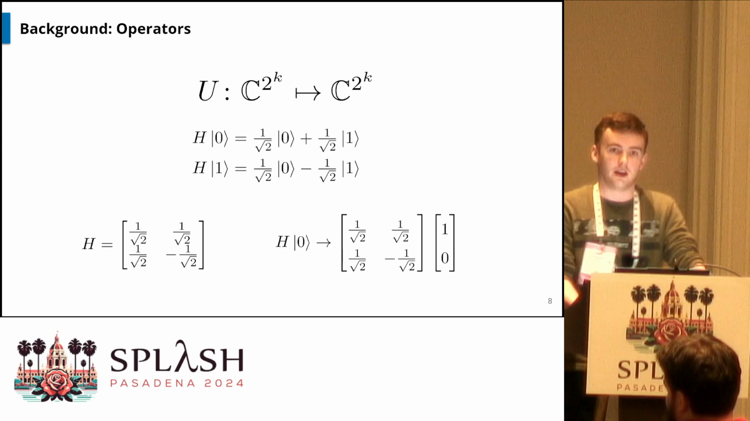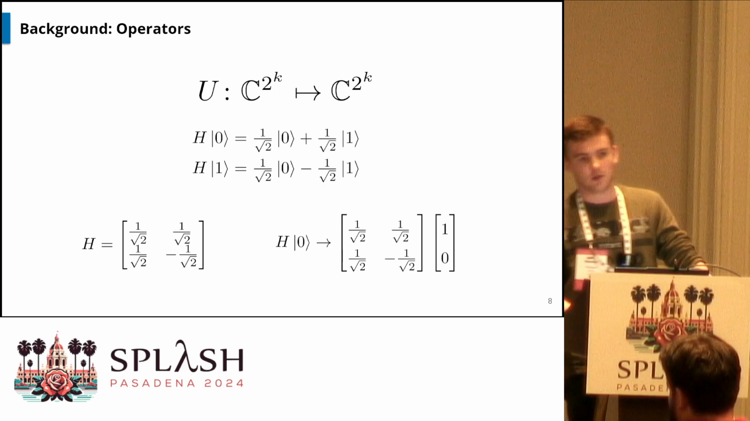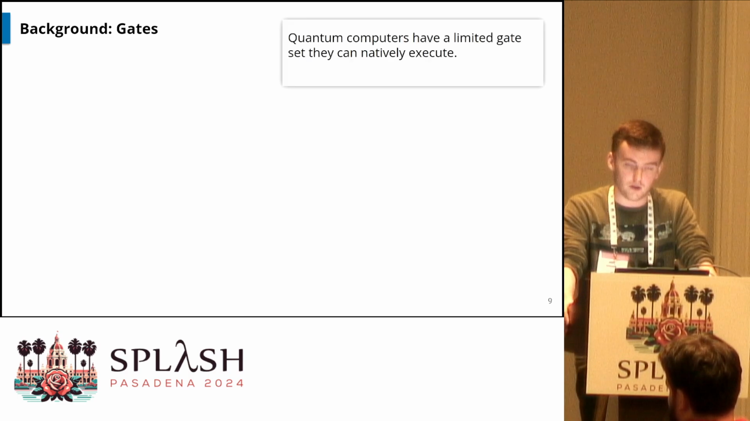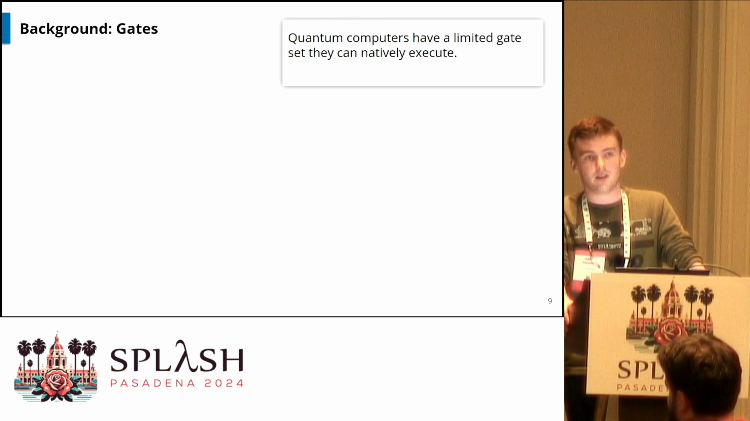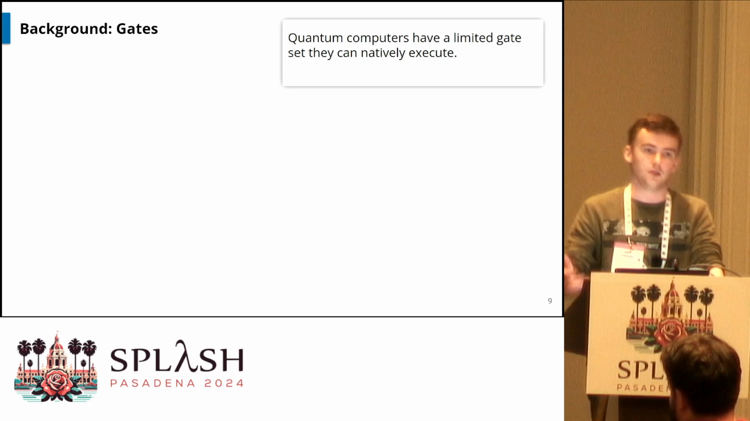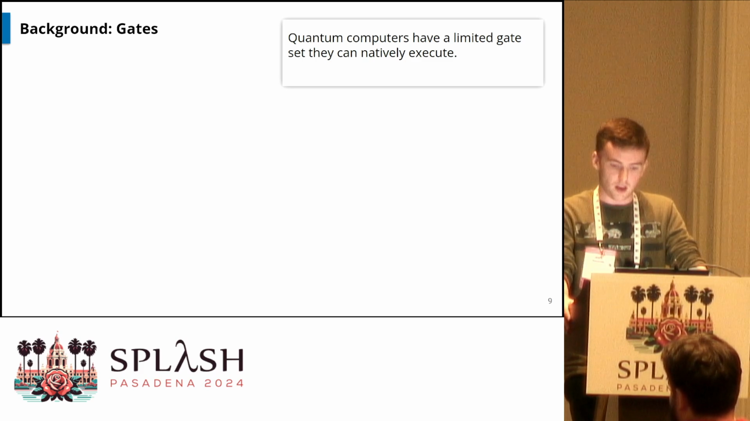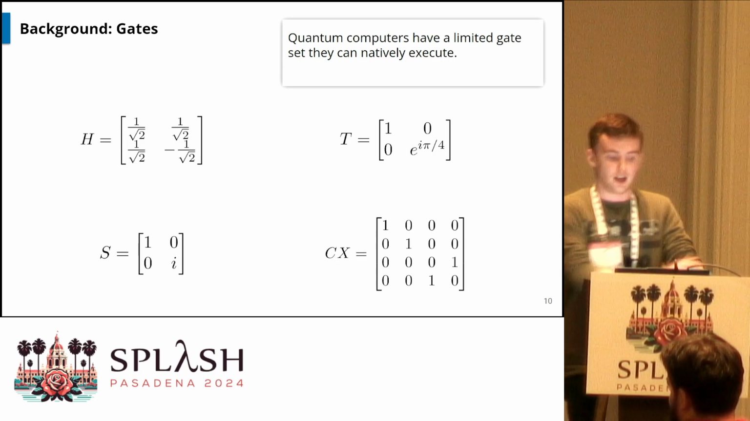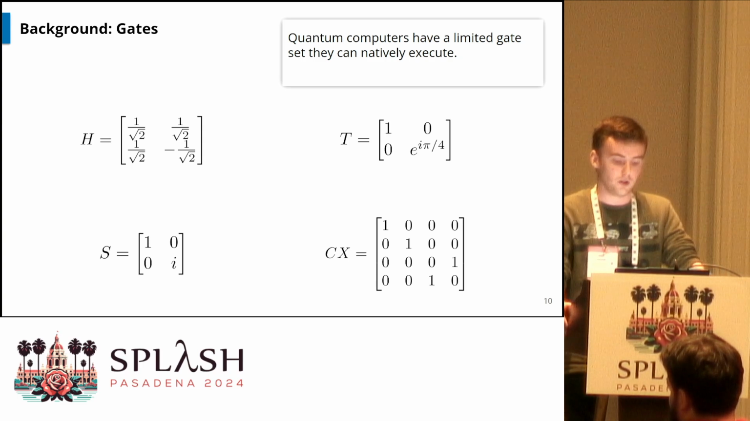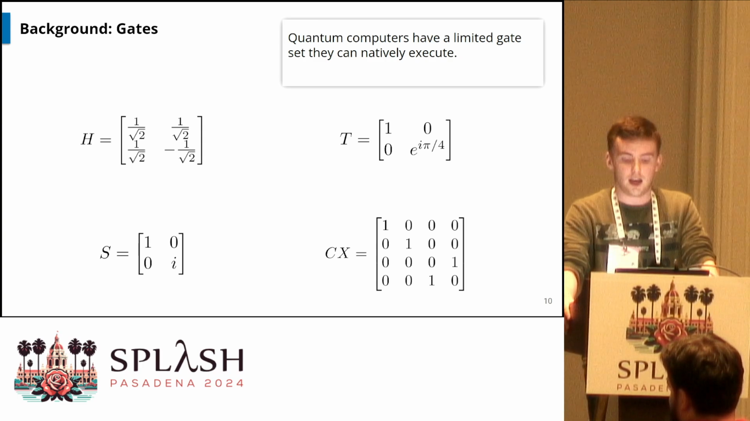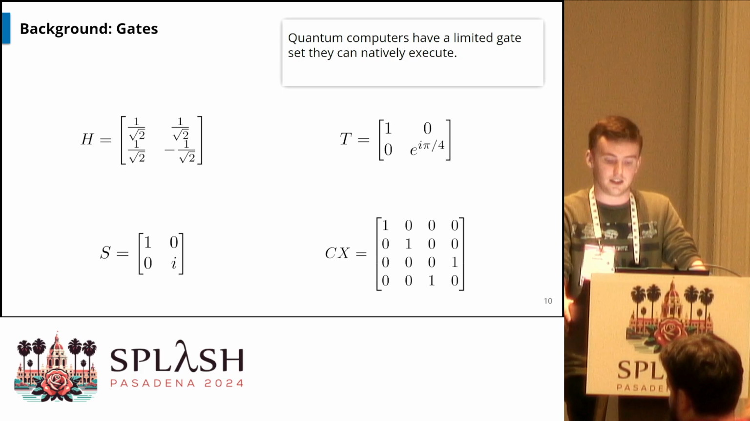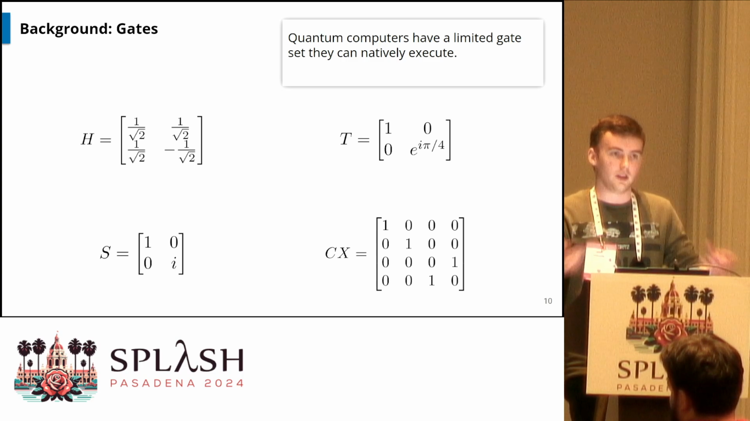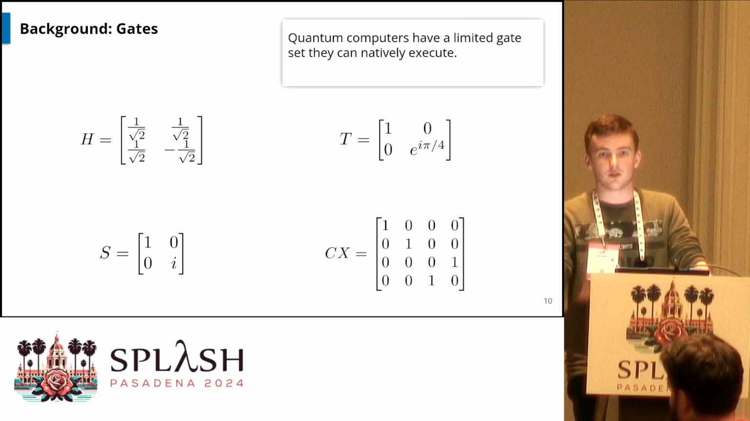Now, we're not quite there yet because we cannot tell our quantum computer to implement arbitrary operators. Why not? Well, quantum computers only have a limited gate set that they can natively execute. A very common gate set is the Clifford+T gate set, which consists of these gates. The Hadamard gate I already showed you. Then you also have the S and the T gates, and finally the CNOT or the CX gate that is applied to 2 qubits.